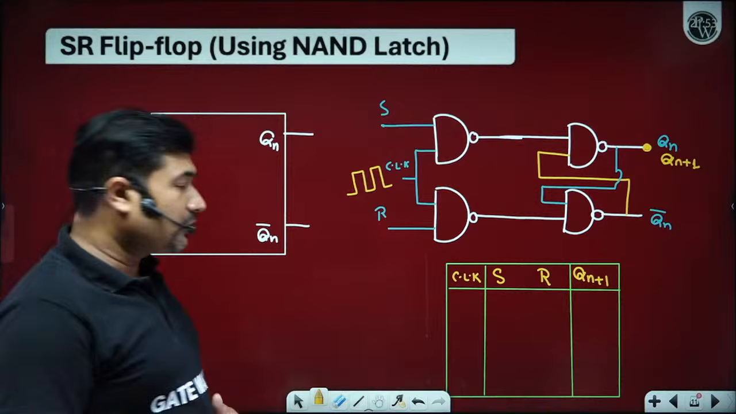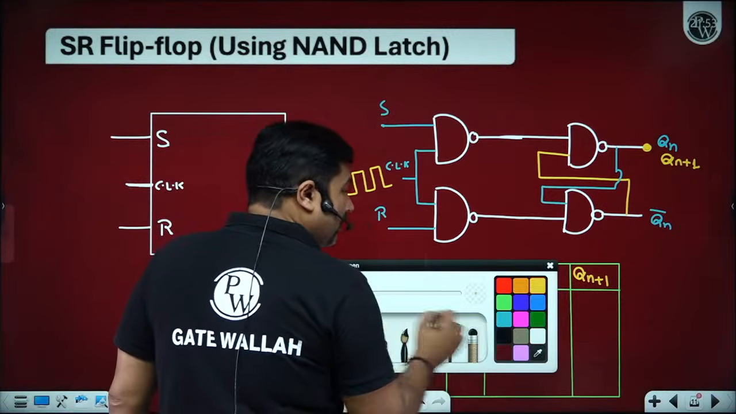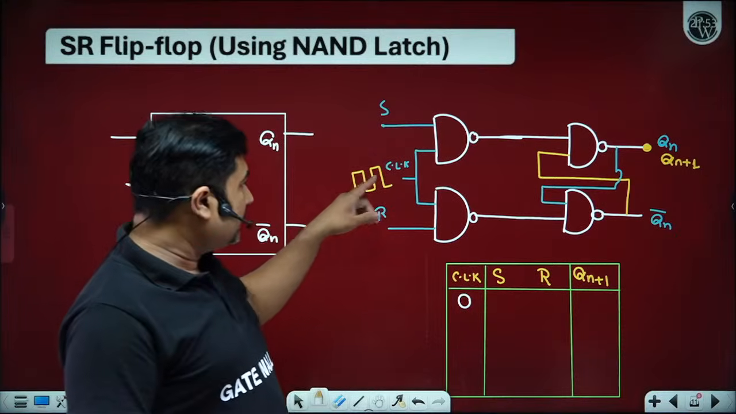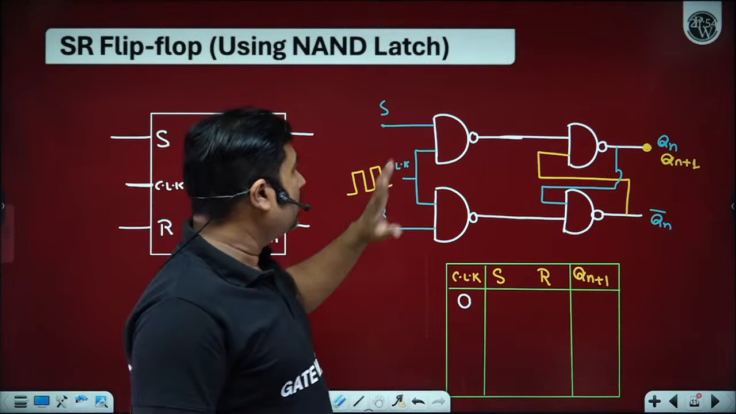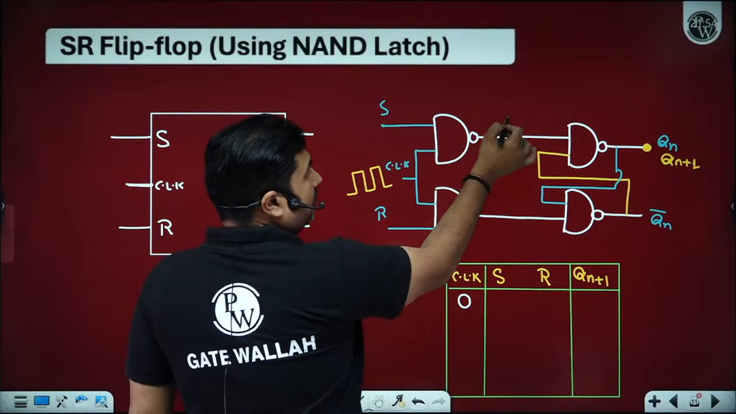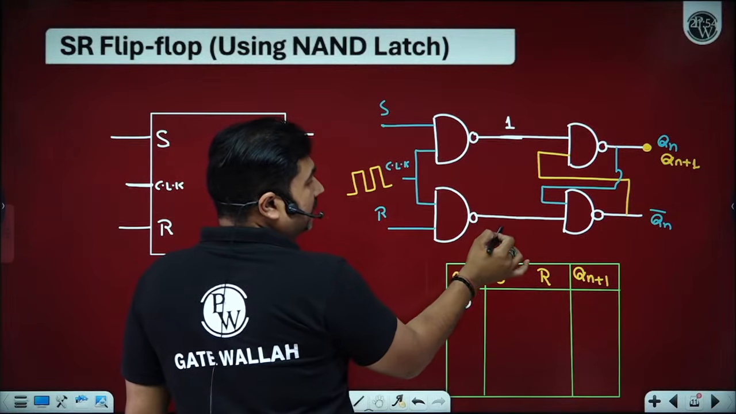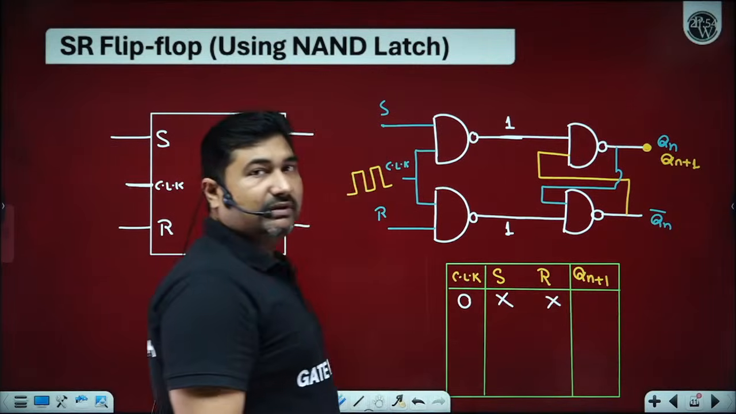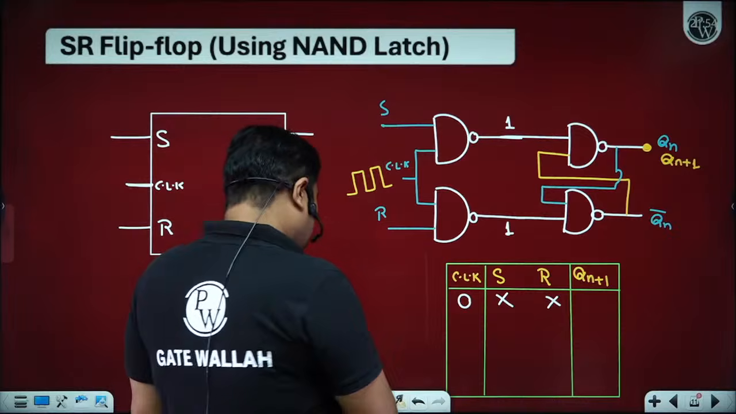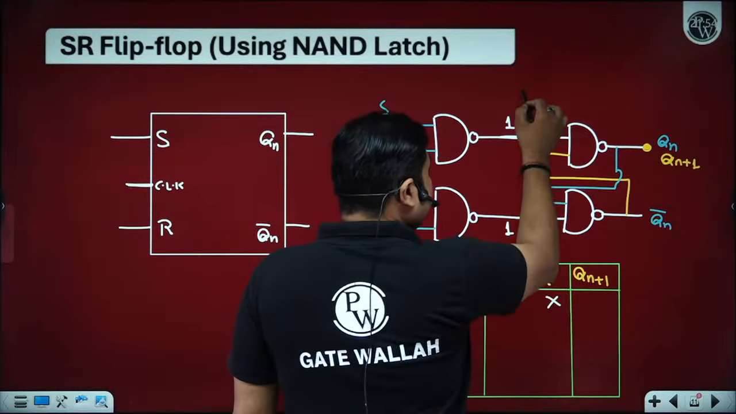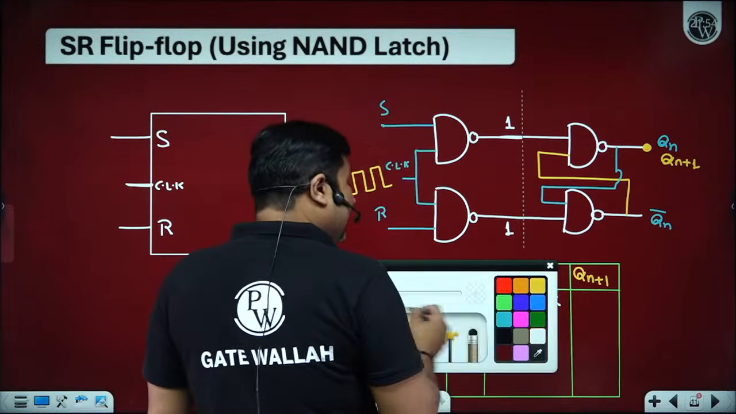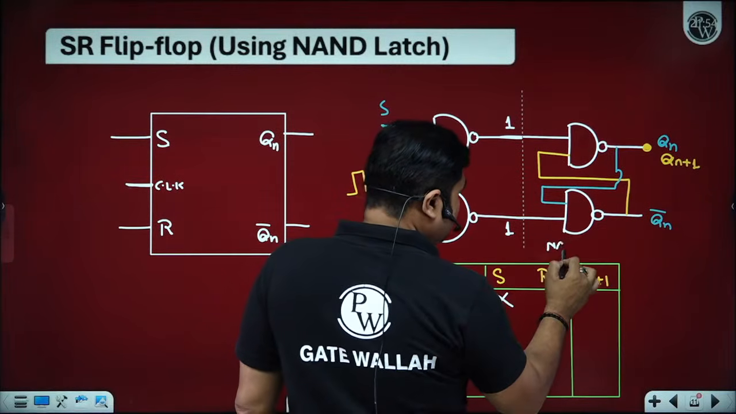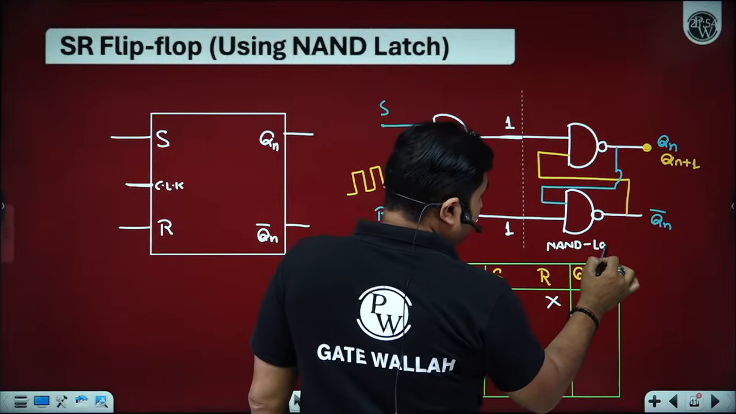In case the clock is low, 0 multiplied by anything is 0, its complement is 1. So it doesn't matter what is the value of S and R. Onto the NAND latch, we are getting 1, 1.